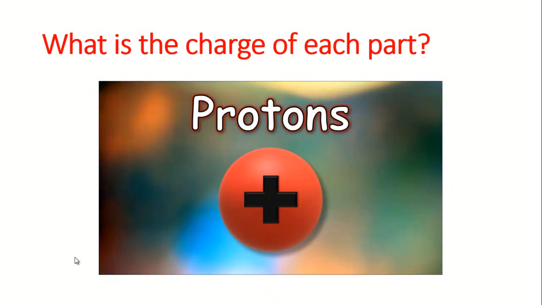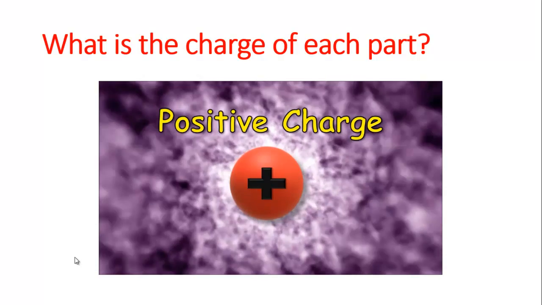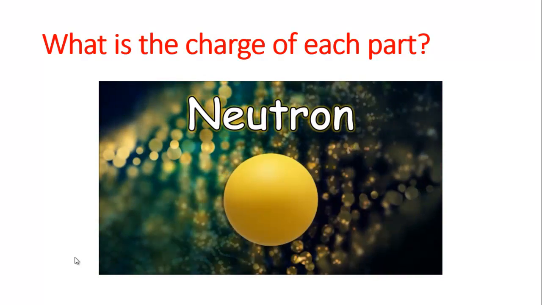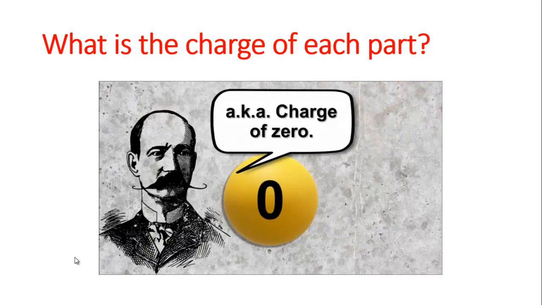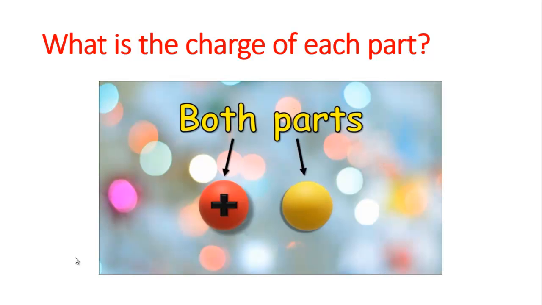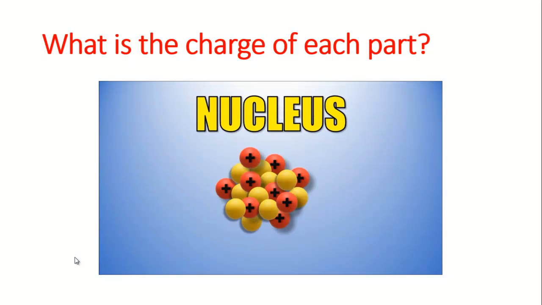So let's talk about protons first. They have a positive charge, like an energy burst. The second part is a neutron. Yeah, we know. It has a neutral charge, aka charge of zero. Now those parts that we just discussed hang out in a place called the nucleus. Yeah.